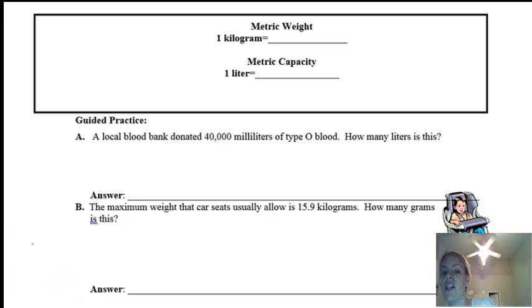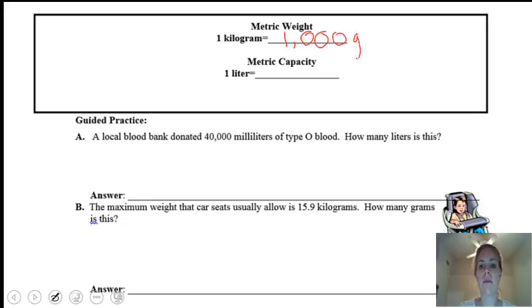Today we are going to convert units of metric weight and metric capacity. So let's start with some facts. Why don't you go ahead and take out your star chart so you can find these facts on your star chart as I give them to you. We know that 1 kilogram is worth 1,000 grams, and that's with a G. That's how we measure mass actually in science with triple beam balances.